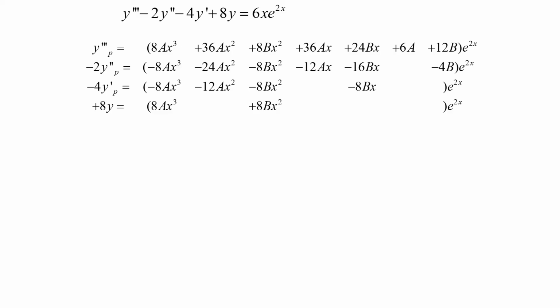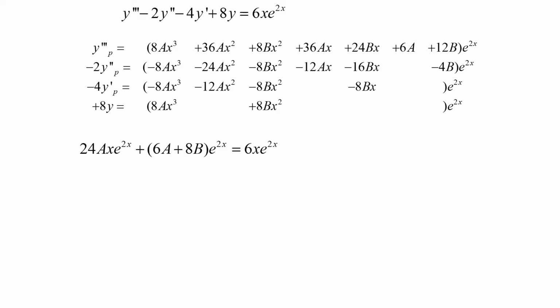Minus 4y prime will give us negative 8ax cubed minus 12ax squared minus 8bx squared minus 8bx, all times e to the 2x. And then 8y gives us 8ax cubed plus 8bx squared times e to the 2x. Now I've written it like this, kind of in columns, to make it easier to add them together. So when we add all of these together, we'll see that the ax cubed terms will all cancel out. The ax squared terms will all cancel out. The bx squared terms all cancel out.